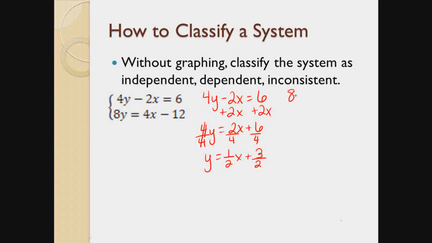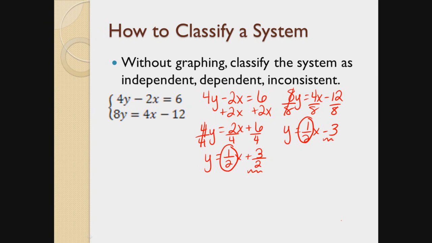For the second equation, 8y equals 4x minus 12. Divide everything by 8 and you would get y equals 1/2 x minus 3. Notice that both equations have the same slope. So what does that mean? It will mean that the lines will either be parallel or be the same line. So what do we need to look at next? We need to look at the y-intercept. Since the y-intercepts are different, they will start in different points, but go in the same direction since they have the same slope. This means that the lines will be parallel.